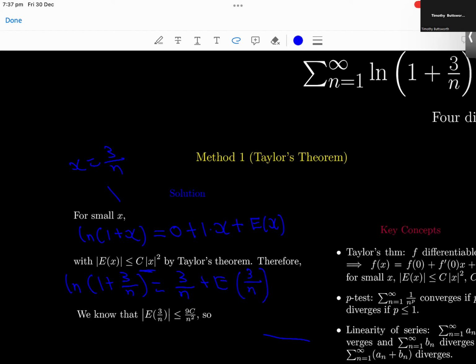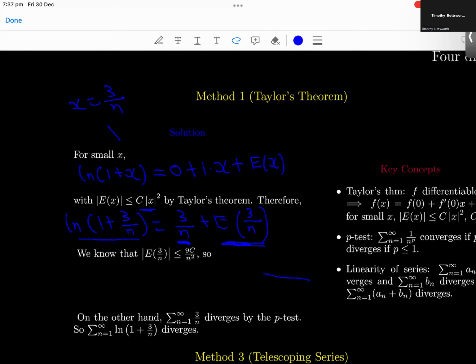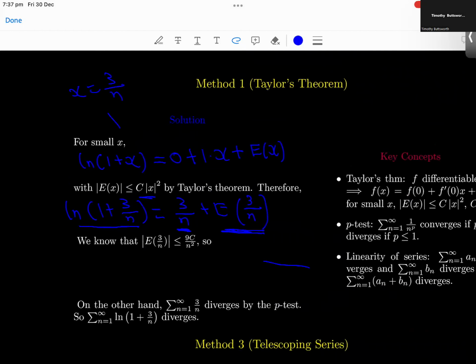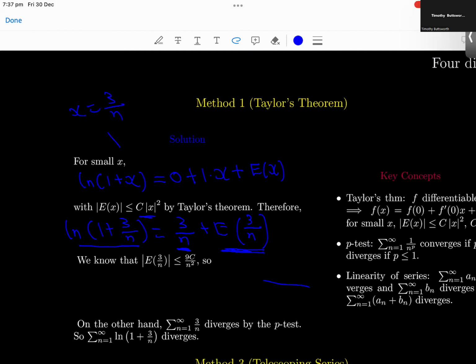Now remember, what we're doing is trying to evaluate the convergence of the sum of all of these, and we've expressed this as this plus this, which means we've now essentially broken this problem into two. Let's see if we can get some information about the sum of each of these terms. Well, it turns out that the second of these is a bit easier to deal with. Again, we don't know much about the e function, but we do know that e of x is bounded by some constant c times x squared.